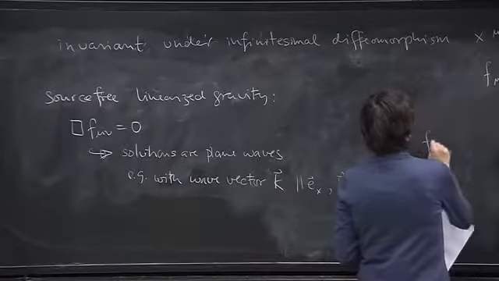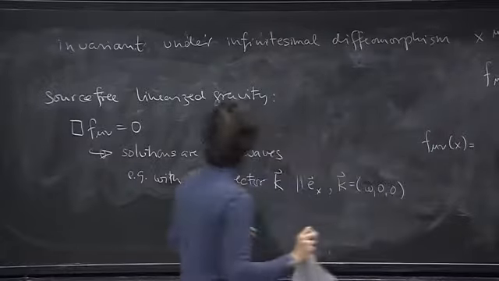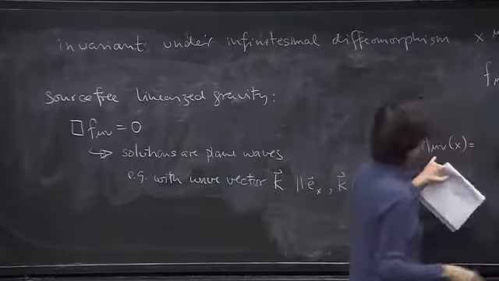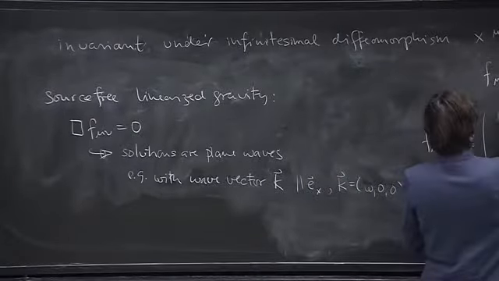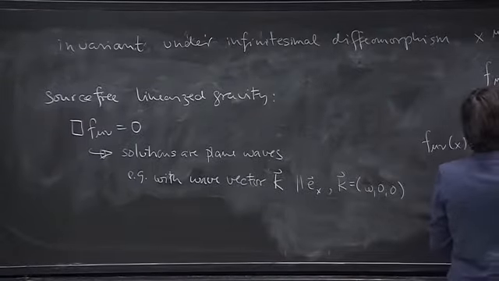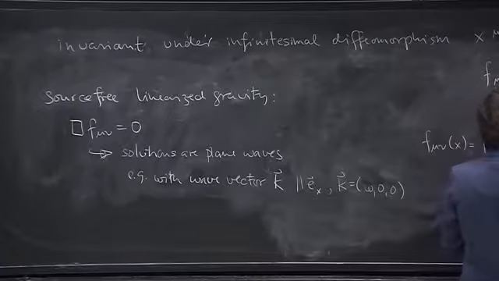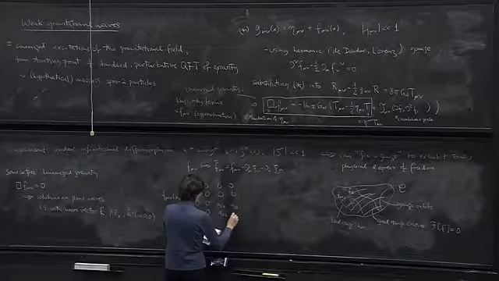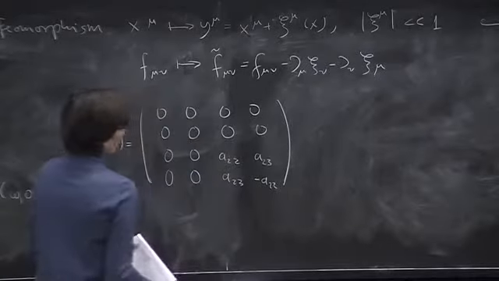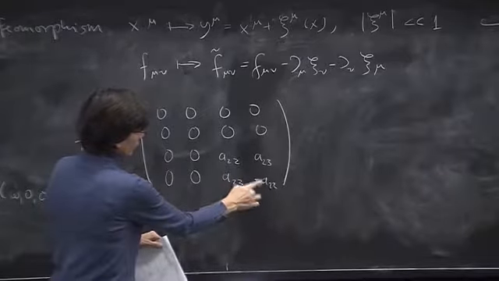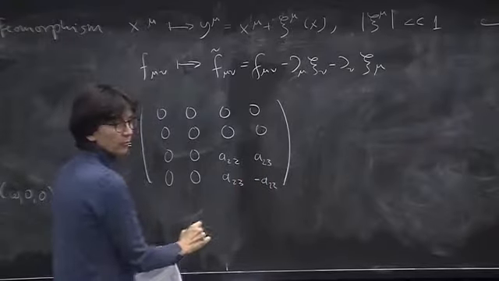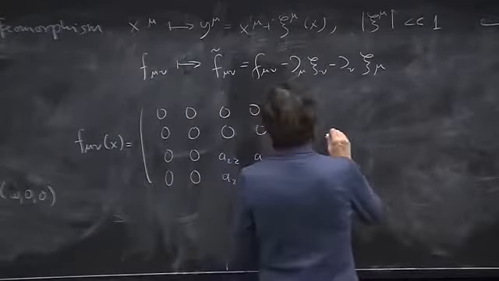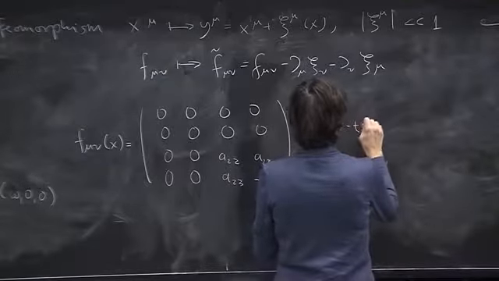Then the corresponding f mu nu of x belonging to a plane wave solution propagating in that particular direction has the following kind of linearized metric tensor, many zeros, and it's only non-trivial in this bottom right-hand corner, 2, 3, minus a22. So only those are non-vanishing, and you see there are just 2 real parameters, a22, which appears twice here, and a23, which also appears twice, times e to the i omega (x minus t).